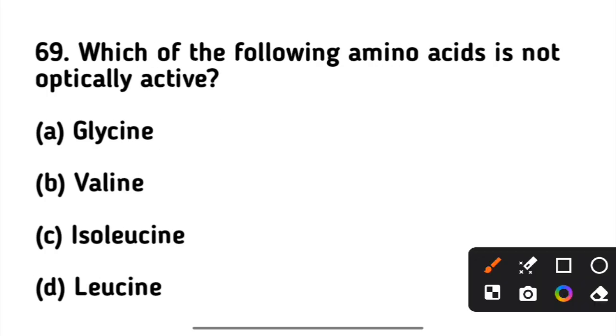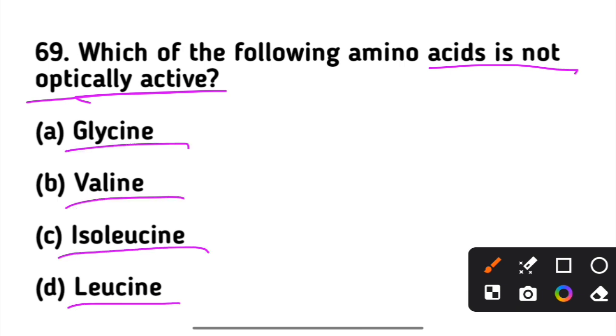Next, which of the following amino acid is not optically active? Glycine, valine, isoleucine, leucine. Option A is correct, glycine. Glycine is not optically active. The other three are optically active, only glycine is not optically active.